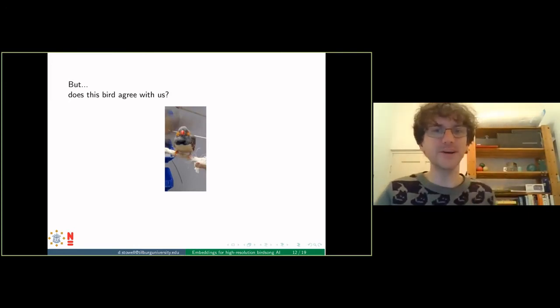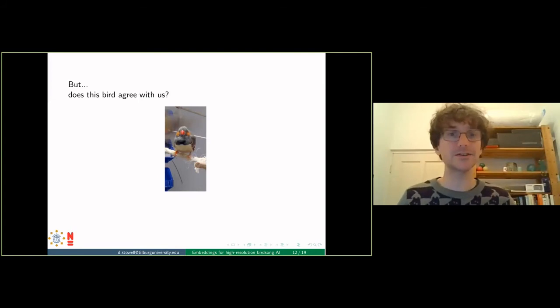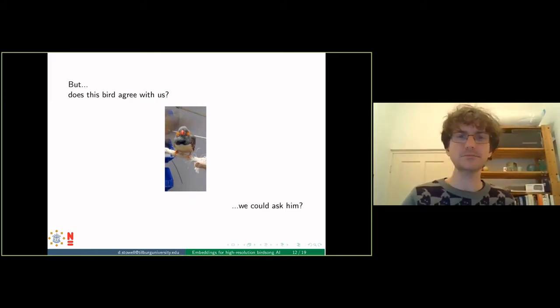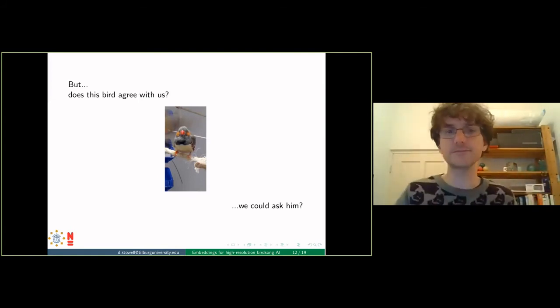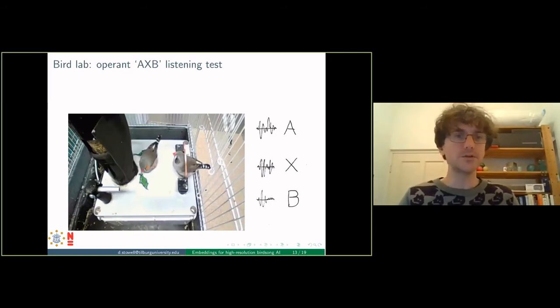Now, this is a different bird. This is a zebra finch, a kind of bird that various research groups work with in the lab. We could ask this zebra finch if the sounds are similar or different. And this is what we've done in a project that's run for the past 2 years, in fact. We have zebra finches in the lab, and we designed a listening test to say, is one sound similar to another?